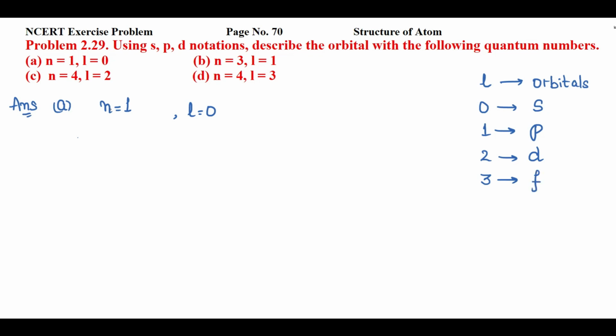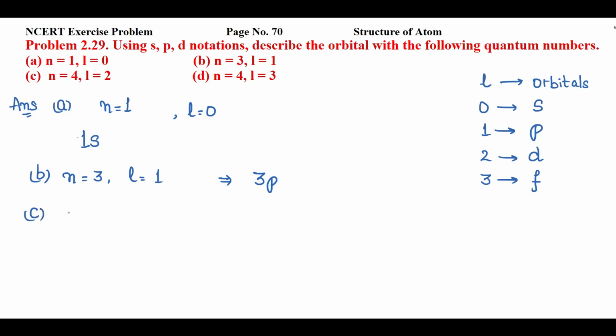Now let's see this. n equal to 1, I'll take 1 as it is, and the value of l equal to 0. That means it will represent s orbital, right? Now this n equal to 1 and l equal to 0 will represent 1s orbital, right? Now the next one is n equal to 3 and l equal to 1. In this case, I'll take the value of n as it is and the value of l equal to 1, which will represent p orbitals, right?